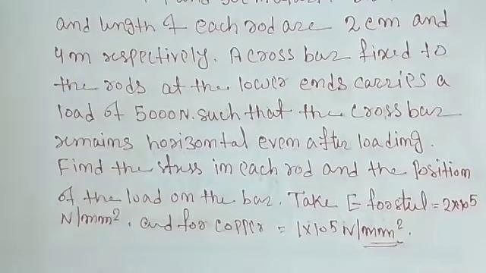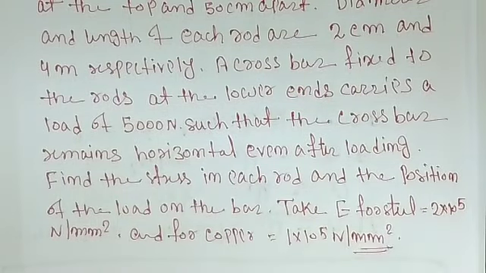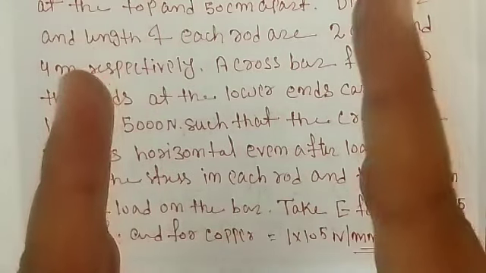So what is the question? We have one composite section and that section is made up of steel and copper, right. The diameter of the steel and copper rods is 2 centimeter, that is 20 mm, and the length of the steel and the copper rods is 4 meter, that is, the length is the same, and these two rods are separated by a certain distance.